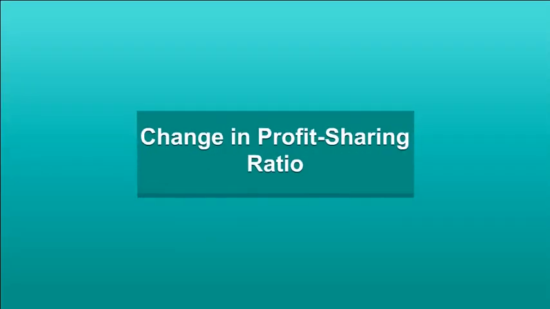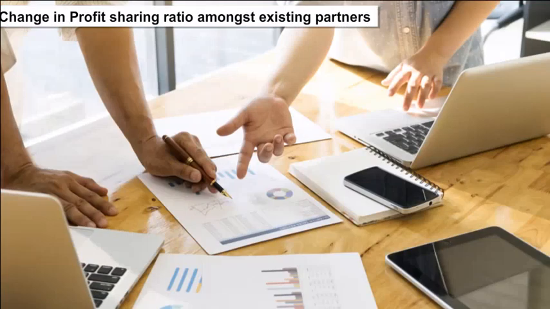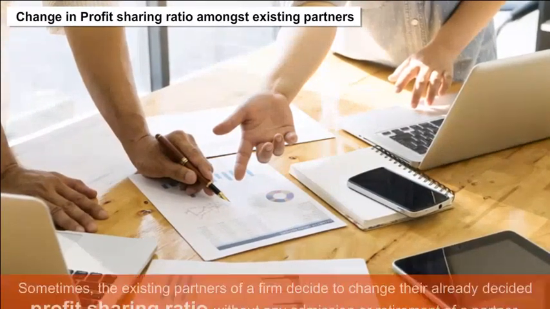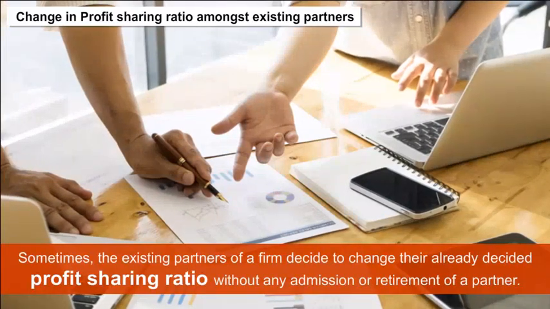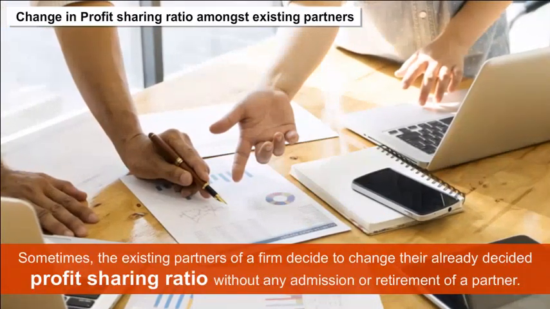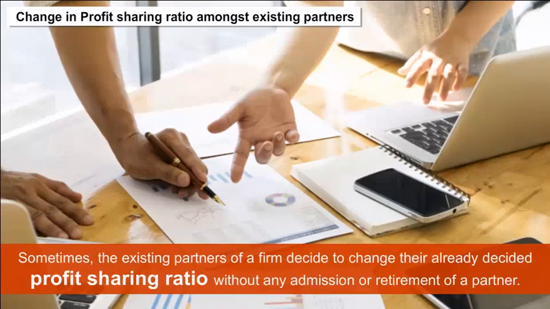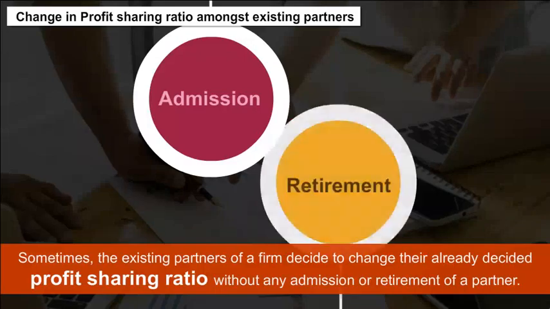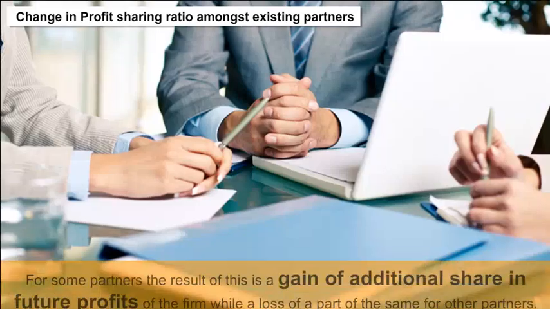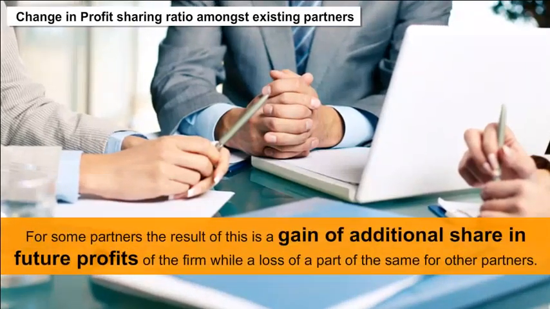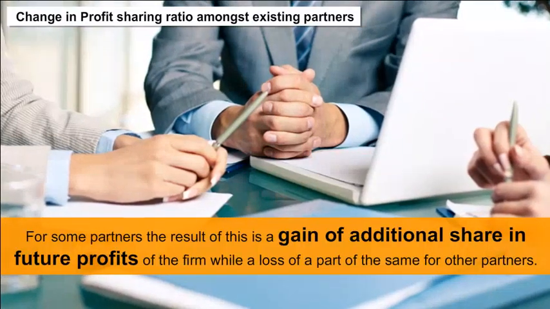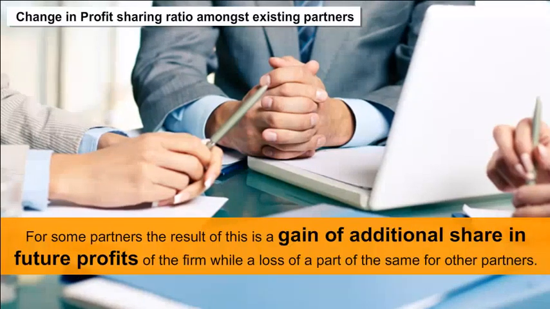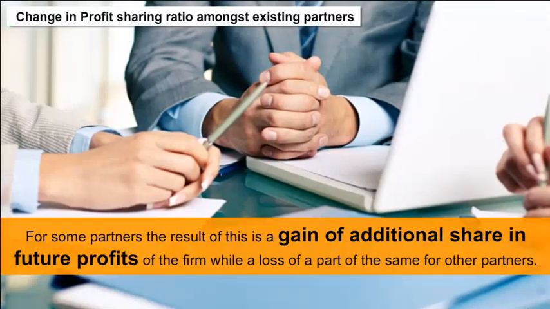Change in profit-sharing ratio. Change in profit-sharing ratio amongst existing partners. Sometimes, the existing partners of a firm decide to change their already decided profit-sharing ratio without any admission or retirement of a partner. For some partners, the result of this is a gain of additional share in future profits of the firm, while a loss of a part of the same for other partners.